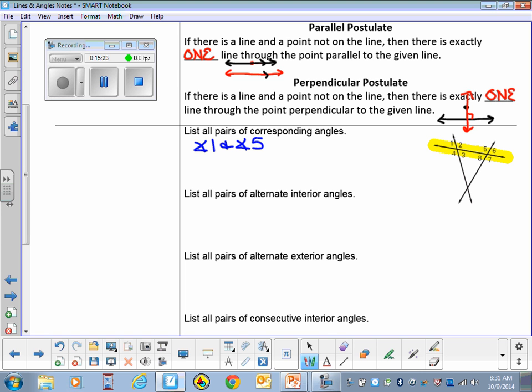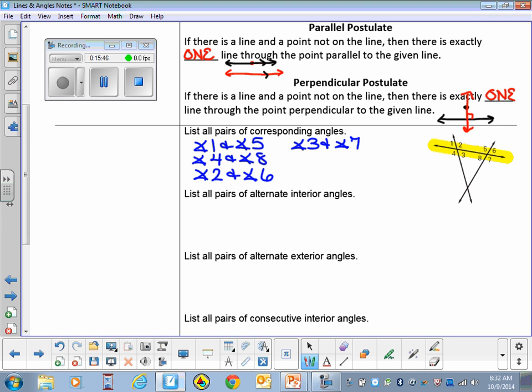Sarisha. 4 and 8. Third pair. Hayden. 2 and 6. Last pair. Liz? 3 and angle 7. Angles 3 and 7.